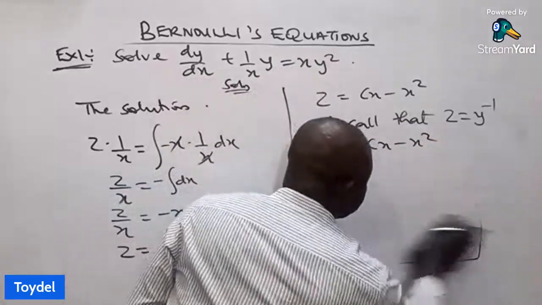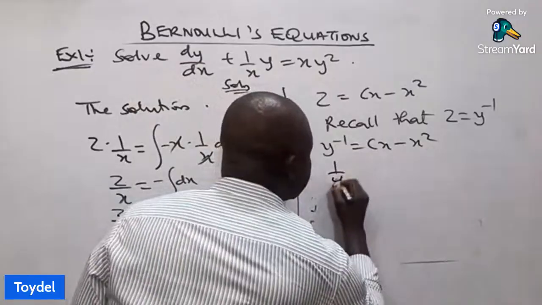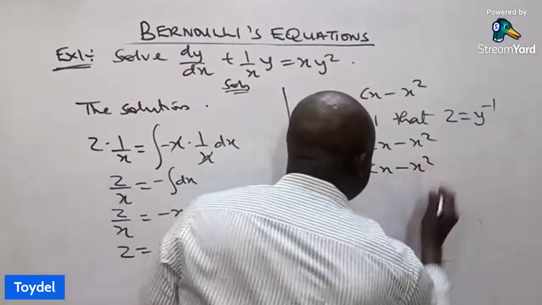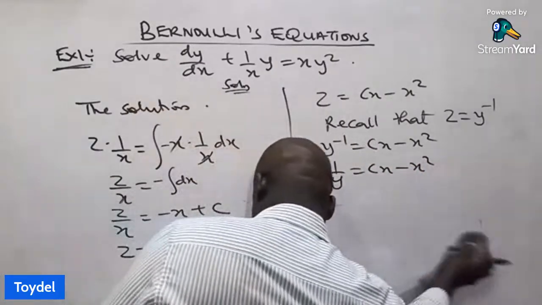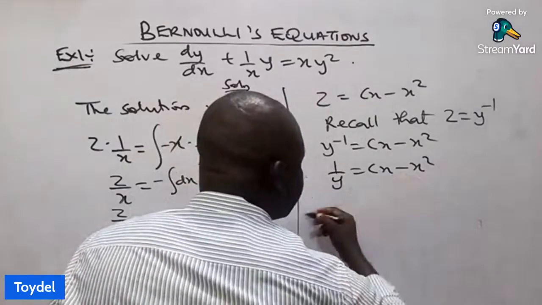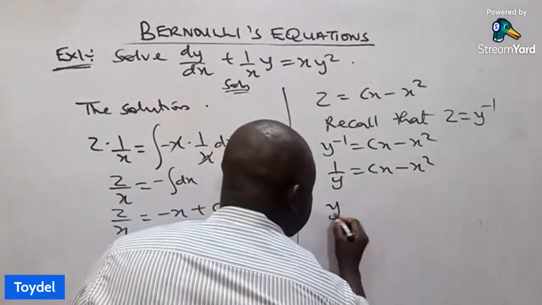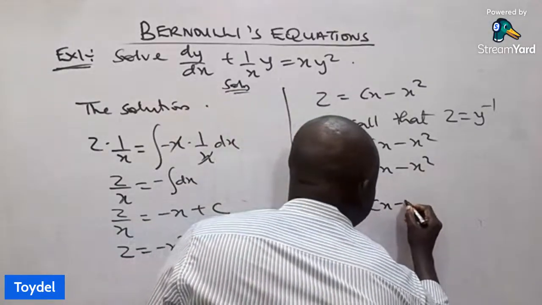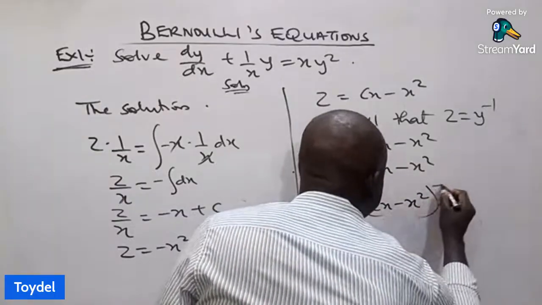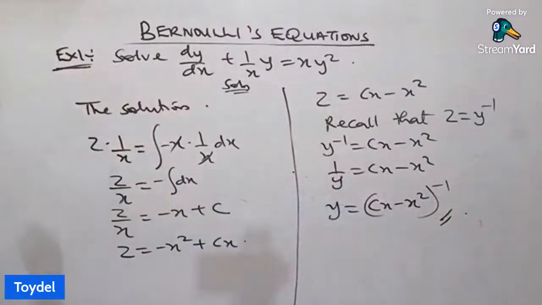So from there, what do we have? We have 1 over y is equal to cx minus x squared. Then finally, if we cross multiply, we have y equal to cx minus x squared, everything raised to the power minus 1. That will be the solution to this Bernoulli equation. And that is what we have. It's very simple and straightforward.